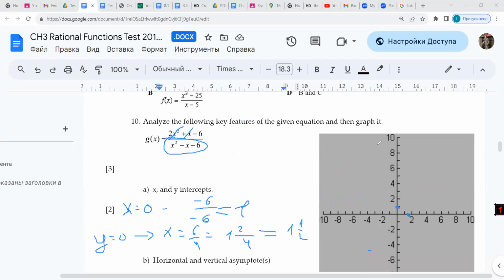So -2 and 3. Okay. These are two of our vertical asymptotes. What about the horizontal asymptotes? Any ideas?